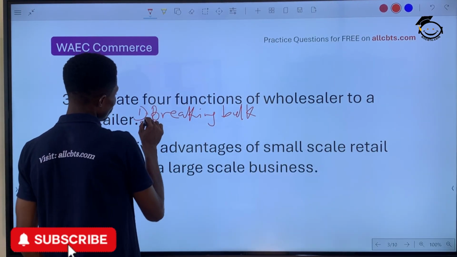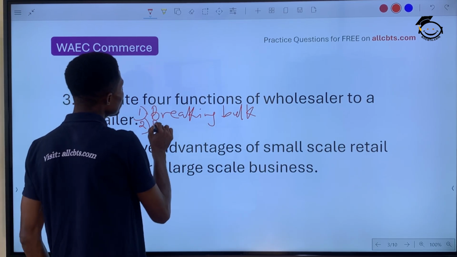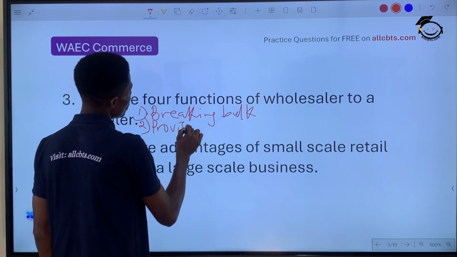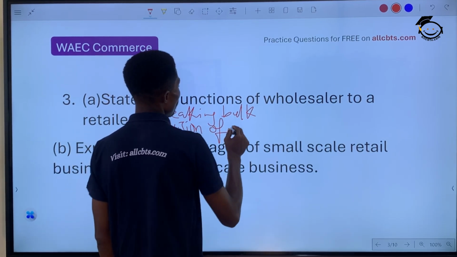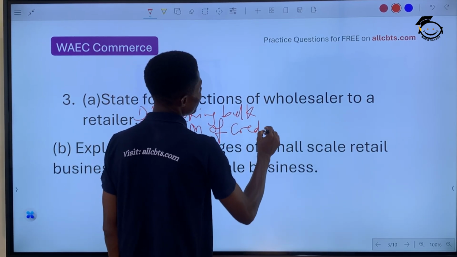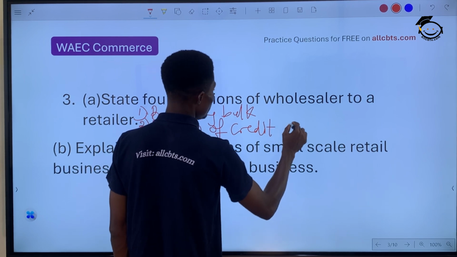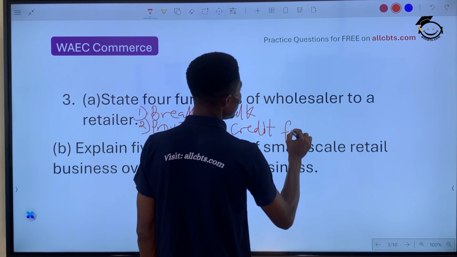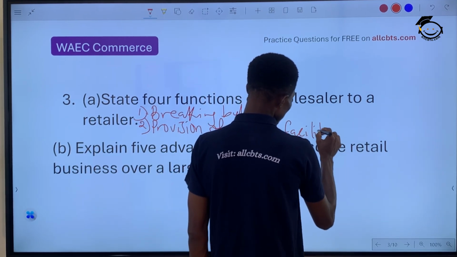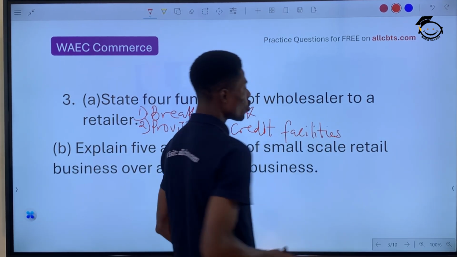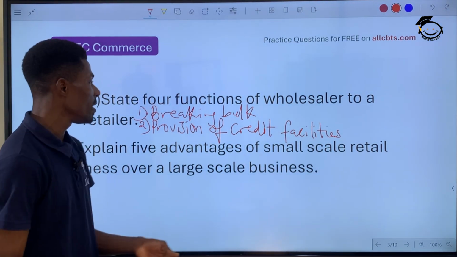Second thing, provision of credit facilities. What does this mean? It means that the wholesaler will allow the retailer to obtain goods and later pay.